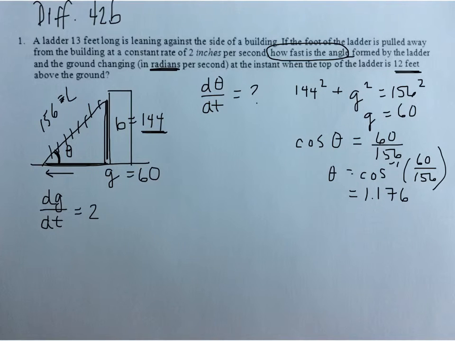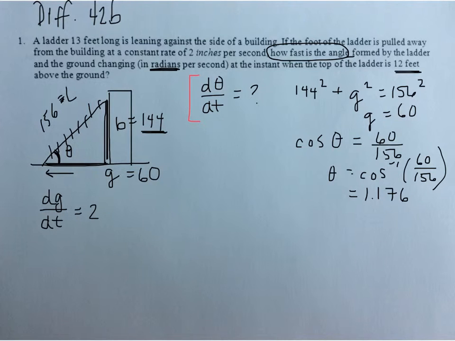So I've listed a bunch of information. I've got all three sides of my triangle at the moment I care about it. I've got theta. I've got dg dt, and I know that I want d theta dt. So now we need to figure out an equation that's going to work for us. Since I want d theta dt, I'm thinking some sort of trig. Pythagorean theorem is not going to help me find theta. An area formula will not help me find theta.